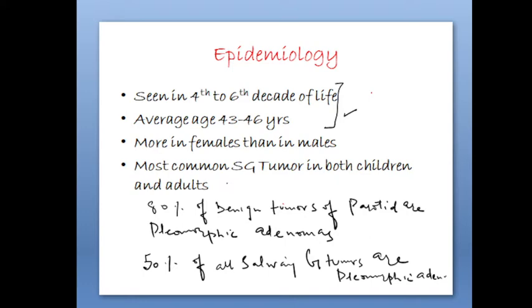80% of benign tumors of the parotid are pleomorphic adenomas, whereas 50% of all salivary gland tumors are pleomorphic adenomas. Again, these two things are important from a multiple choice question point of view. Sometimes the examiner can ask about the range or number of pleomorphic adenomas.